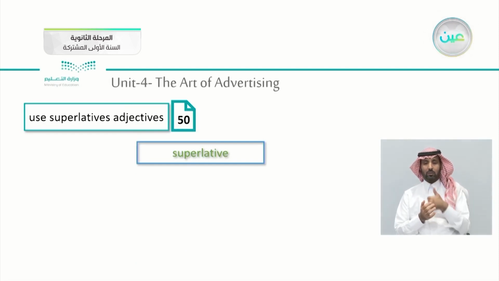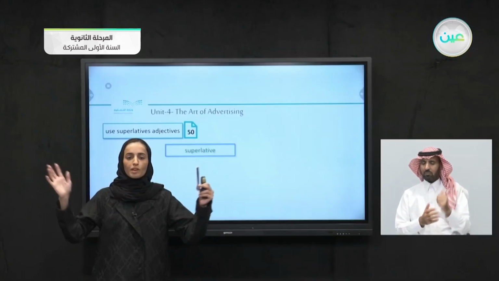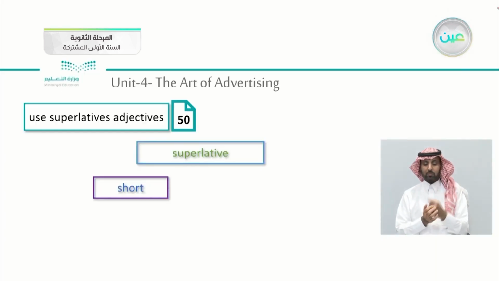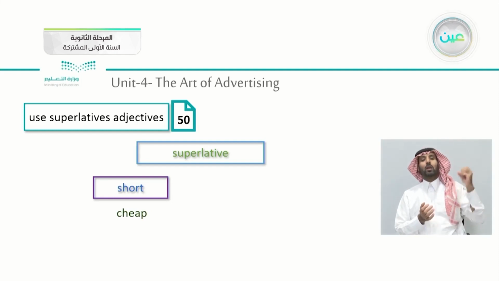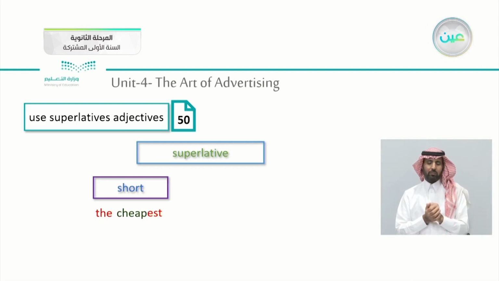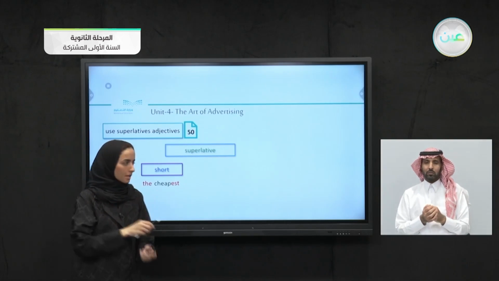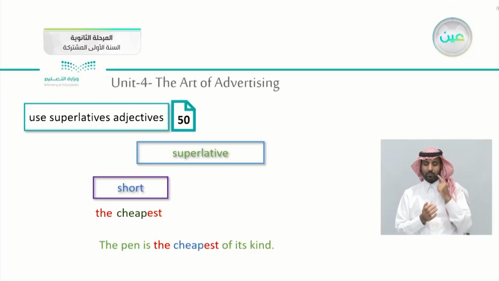What do we mean by superlative? This pen compared to every other pen in the world. You compared to everyone in your classroom. So superlative also, short adjective like cheap. So how can I use the superlative form? The cheapest. It is the cheapest. Nothing is cheaper than it. It is for 10. Every other pen is 11, 15, 50 or other prices. The pen is the cheapest of its kind. I compared it to any other and it was the cheapest.